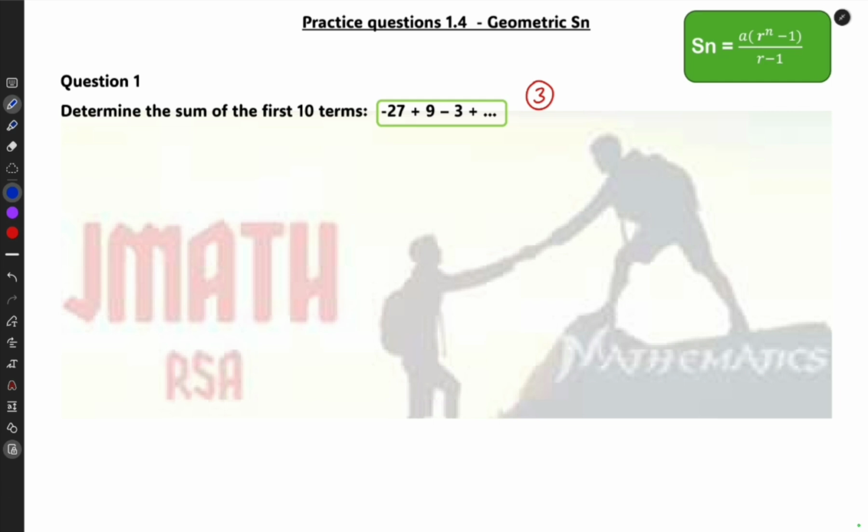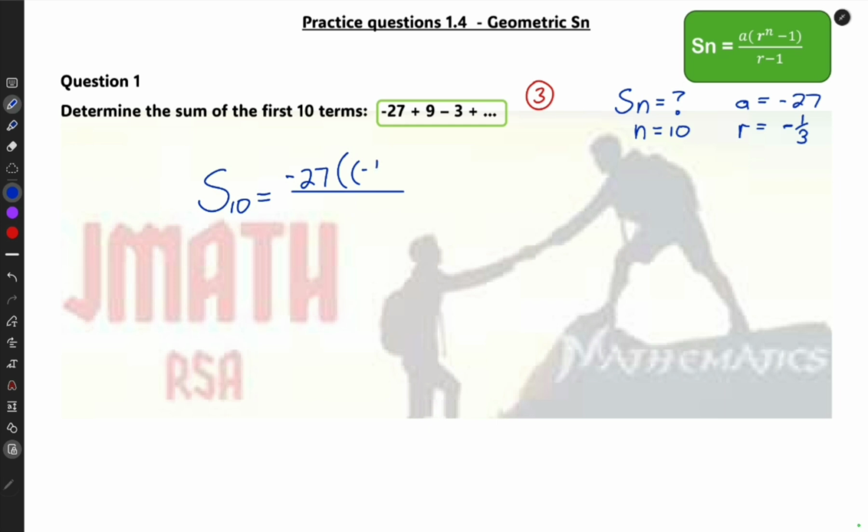You do get trick questions in exams where it's neither of the ones that you learned, but there would always be a trick to make it a bit easier. Anyway, I am asked to do the sum of the first 10 terms, so I'm going to work out what is Sn. I know n is 10. I can see A is -27, and then R, if I said 9 divided by -27, I would get -1/3. I'm going to use the formula on screen, so I'm just going to say S10 would be equal to my A value -27, and then R, remember to put it in its own separate bracket because it has an exponent and a negative. So -1/3 to the power 10 minus 1 all over -1/3 minus 1.